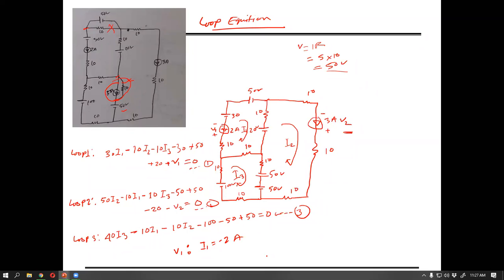Then this V2 option, now V2 option. This is equation number 4, and V2 this portion. But this is the real loop, okay, current flow loop -2 plus, then this is the positive, okay, so this I2 is equal to, not shared, this also not shared, so I2 is equal to 3 ampere.